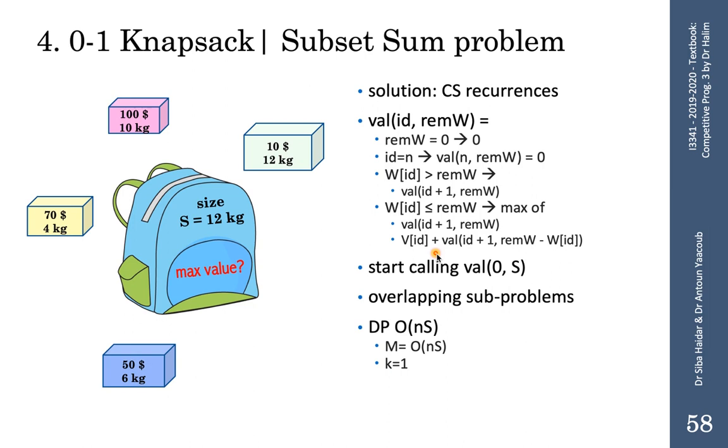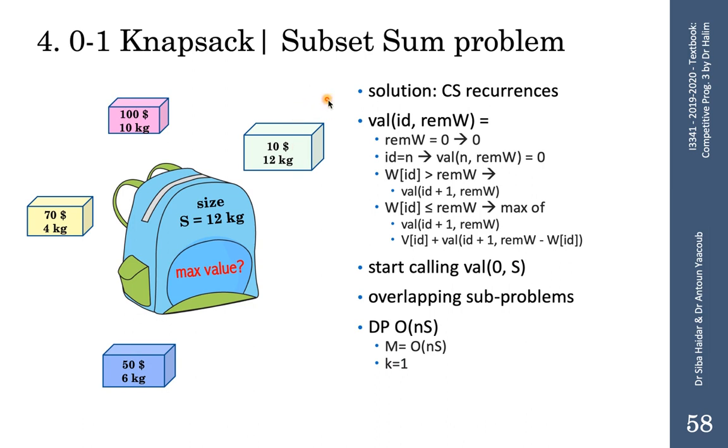We have studied that the complexity is the multiplication of m times k, where m is the number of states and k is the complexity to solve each state. As you can see, to solve each state, here the worst case is to take the maximum between two calls. There is no for loop, so the complexity is 1 to solve each state, and the number of states. What is now the number of states?